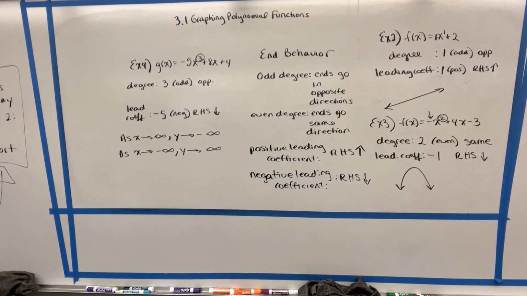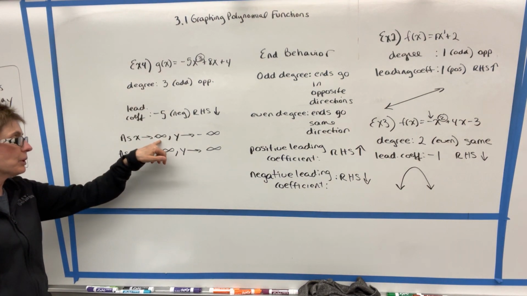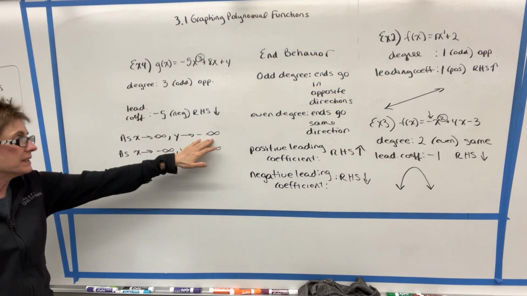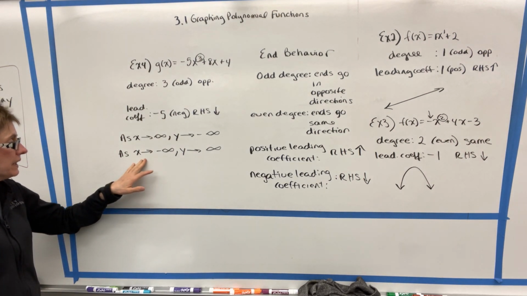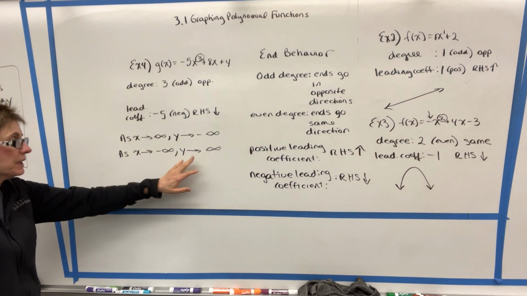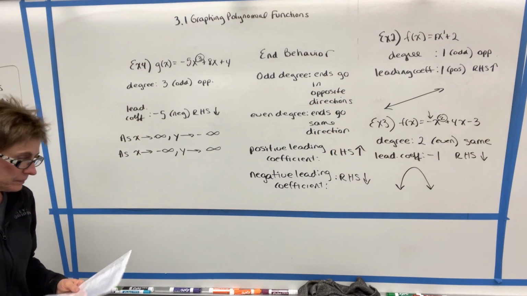So oftentimes in this textbook, instead of saying right-hand side and left-hand side, they're going to say as x approaches infinity for going to the right, y is going down, or y approaches negative infinity. And then here the opposite direction, as x goes to the left or towards negative infinity, y is going to go up because the ends are going in opposite directions.